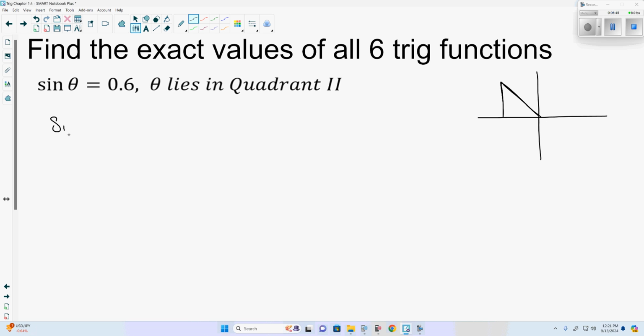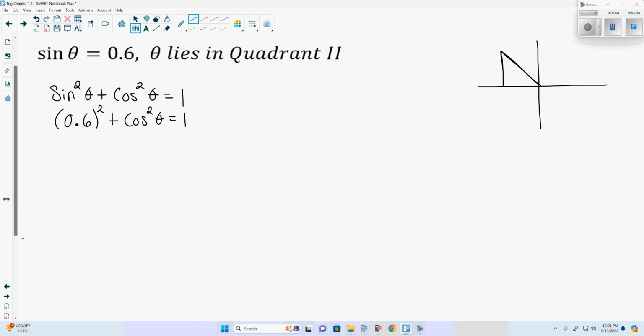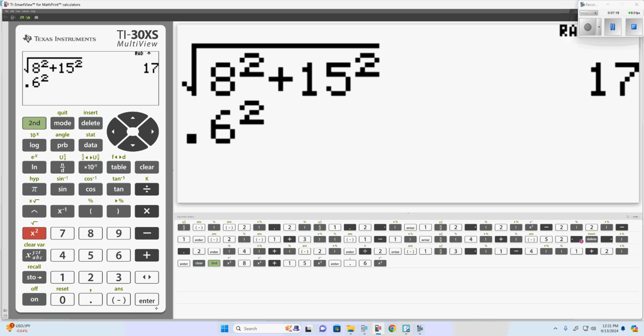So if we want to find cosine, we'd say sine squared of theta plus cosine squared of theta is equal to 1. This is our Pythagorean identity. Sine has already been told to us to be 0.6, so 0.6 squared plus cosine squared is equal to 1. Now if we simplify our 0.6 squared, it would be 0.36.